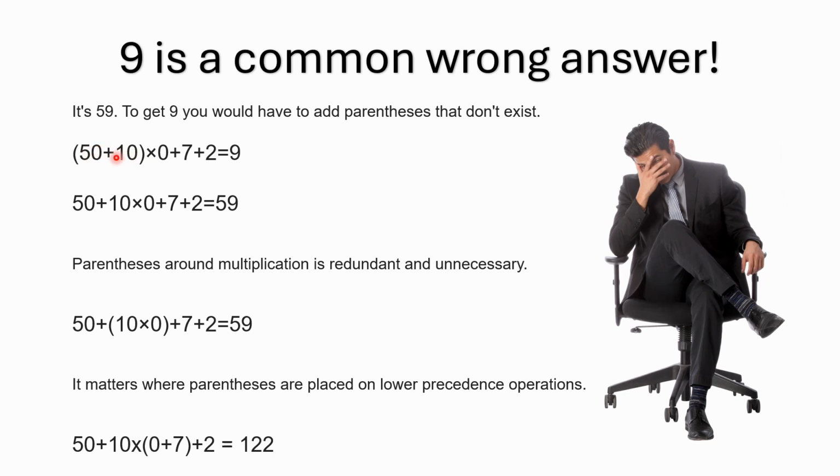If you had parentheses around 50 plus 10, you would add those first, because all these parentheses, or you might call these brackets if you're from the UK, same thing, but you would do this addition first, but only if it's inside of brackets or parentheses. So yeah, in this case, 50 plus 10 is 60. 60 times 0 is 0, and then 0 plus 7 plus 2 would equal 9. But since there are no parentheses or brackets, the answer is 59.